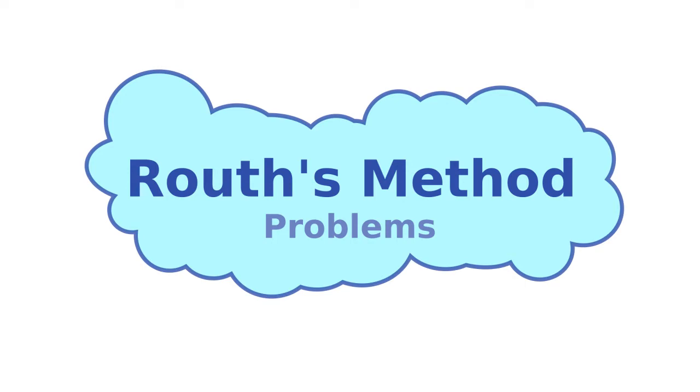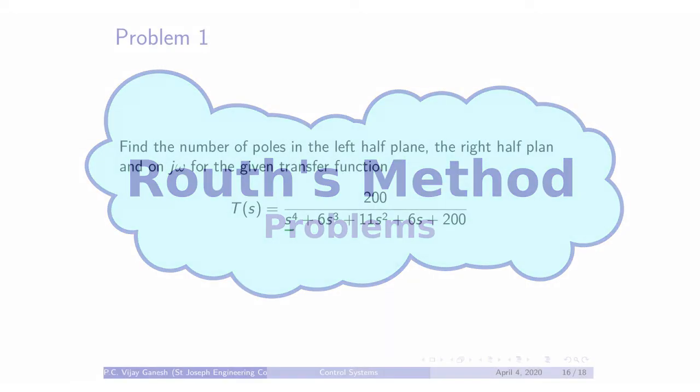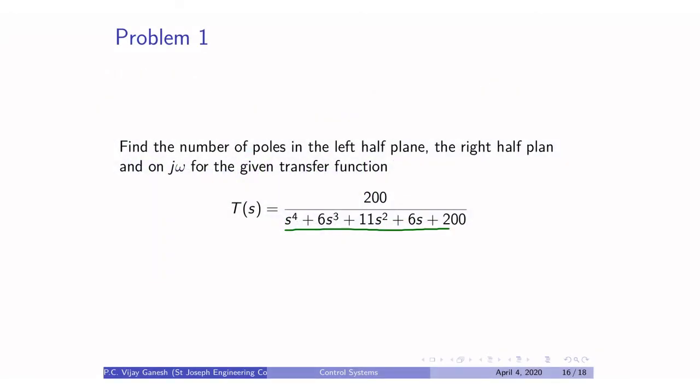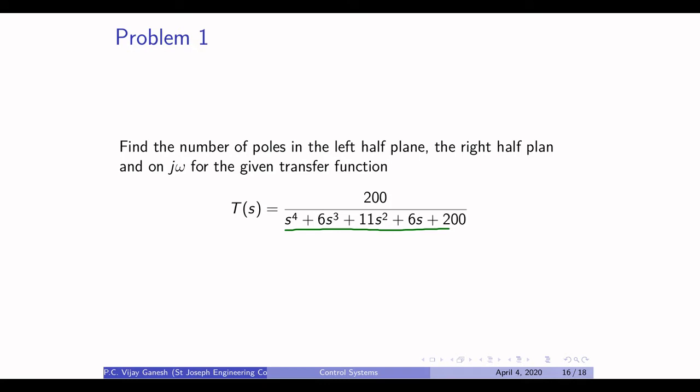Today we will learn about problem solving using Routh's method. In the first problem, we have T of S given as 200 divided by S power 4 plus 6S cube plus 11S square plus 6S plus 200.